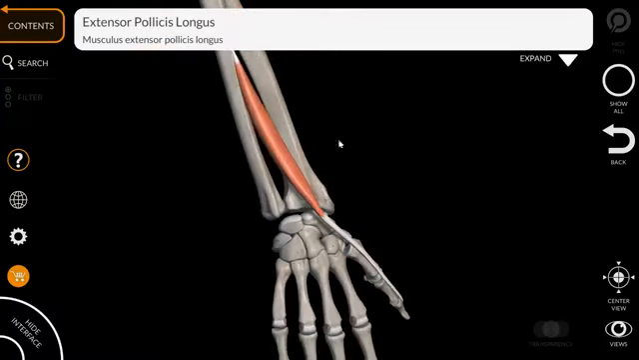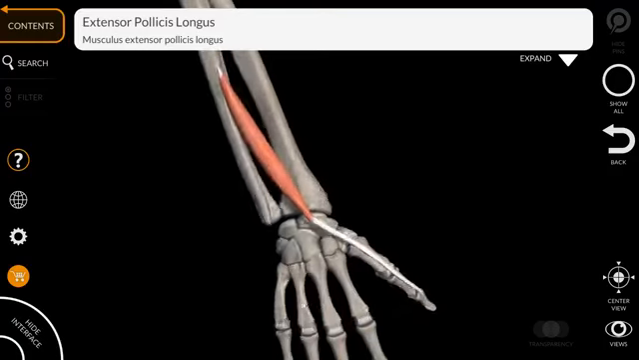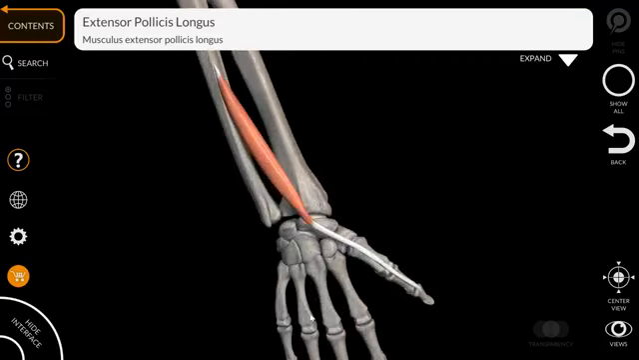Then we are going to isolate this extensor pollicis longus. Extensor pollicis longus is arising from the posterior surface of the shaft of the ulna, and it is attaching to the base of the distal phalanx of the thumb. You can see here arising from the ulna and attaching to the distal phalanx of the thumb. This is the proximal and this is the distal phalanx. Okay? So you can see here, and as the name indicates, it extends the distal phalanx of the thumb.